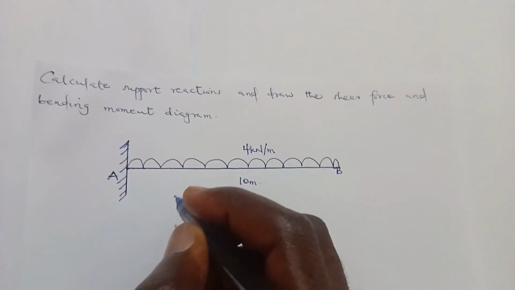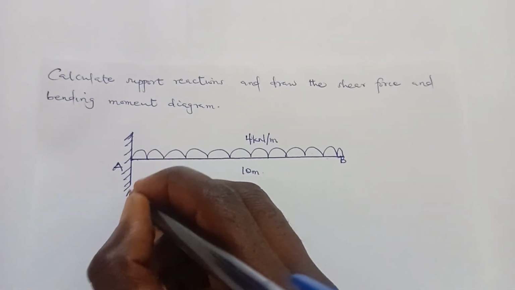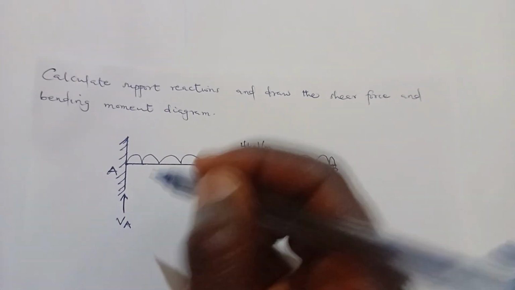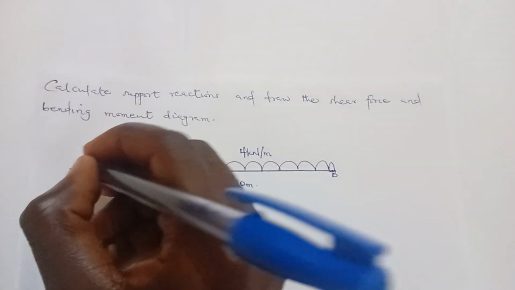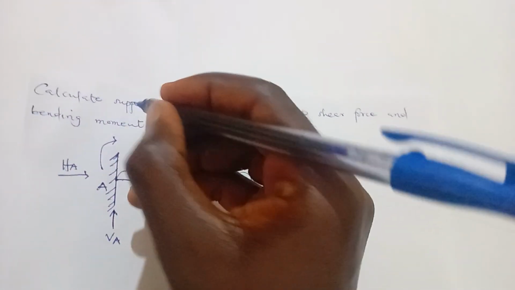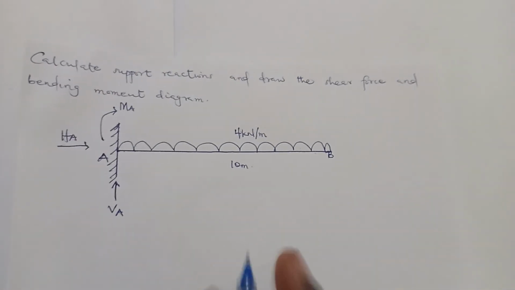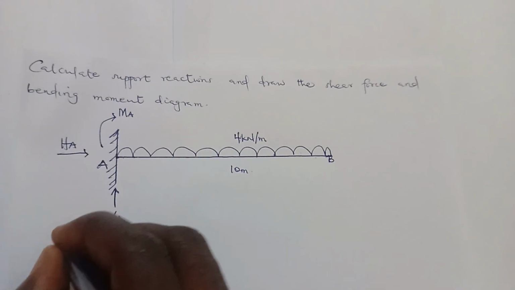First of all, you have to calculate the support reactions. A fixed support has 3 reactions. Call this VA, the vertical reaction, HA, the horizontal reaction, and a moment. You can take it in the clockwise direction and I'll call it MA. So we have to find the unknowns, and these are the support reactions.